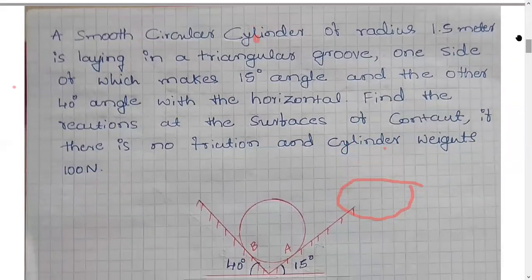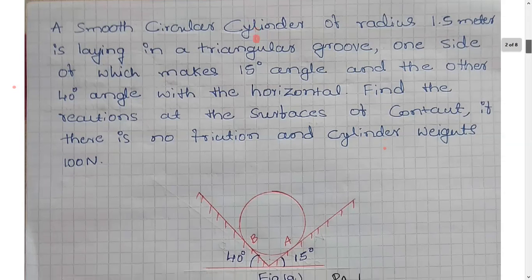The next problem says that a smooth circular cylinder having a radius of 1.5 meter is lying in a triangular groove, one side of which makes an angle of 15 degrees and the other makes an angle of 40 degrees with the horizontal. Find the reaction at the surface of contact if there is no friction and the cylinder weighs around 100 Newton. This problem looks similar to the previous problem.